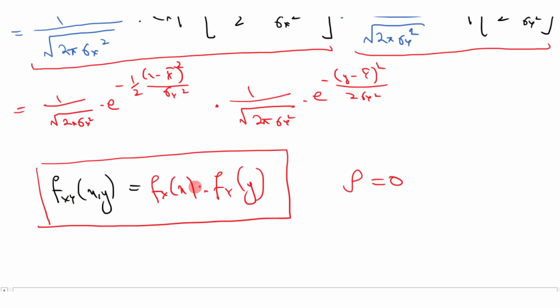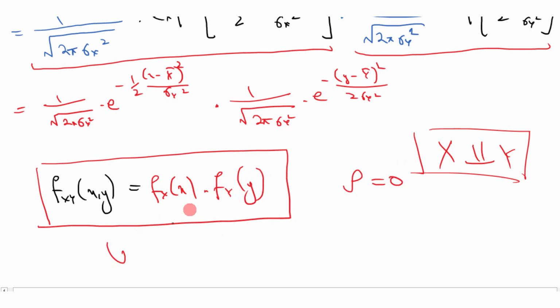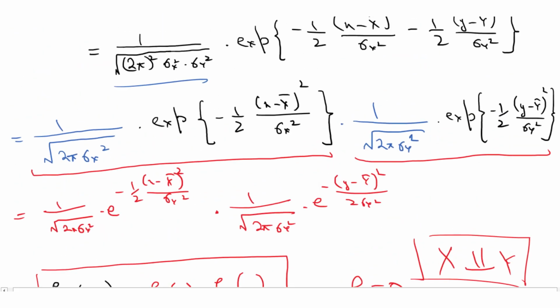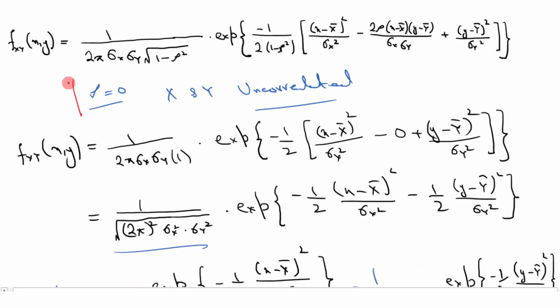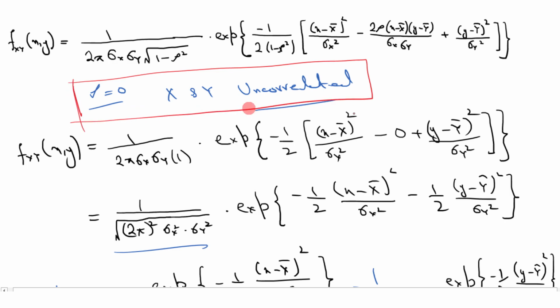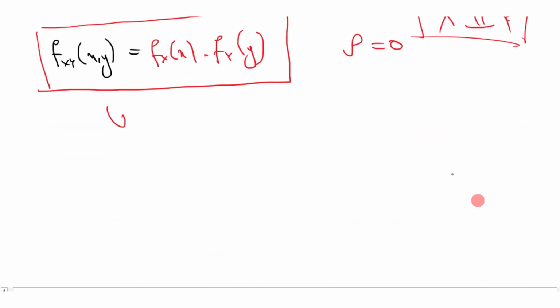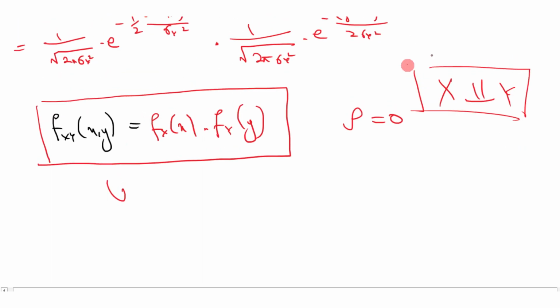Moreover, as you can see from here, if this expression is satisfied, then both random variables x and y are independent. So we can say if two random variables are uncorrelated, as we have initially assumed, then they are also independent. This relationship is only valid for Gaussian random variables.